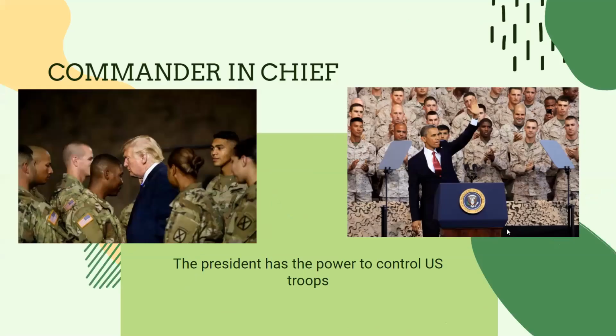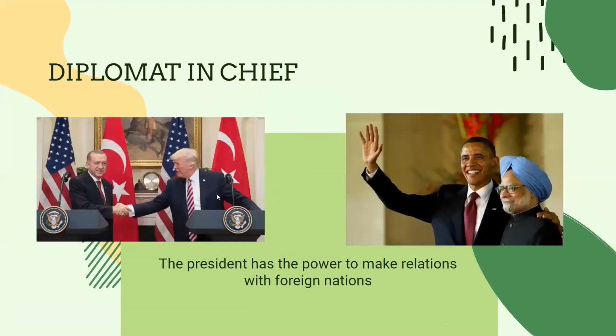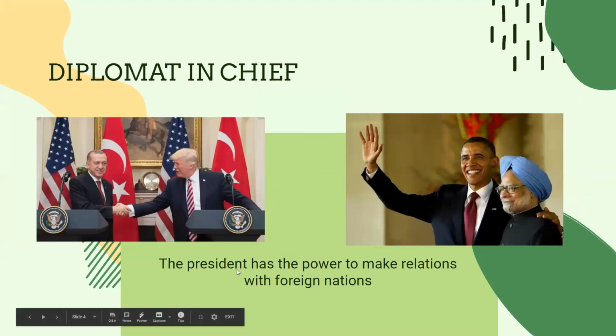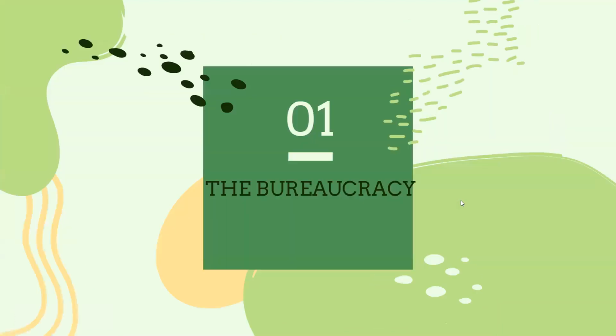So this is just a review from last week. These are the roles of the president. So they're commander-in-chief, which means they have the power to control U.S. troops. They're diplomat-in-chief, which means they have the power to make foreign relations with other nations. And they're also administrator-in-chief, which just means they're in control of the day-to-day operations of the executive branch. So now we'll start with the bureaucracy.